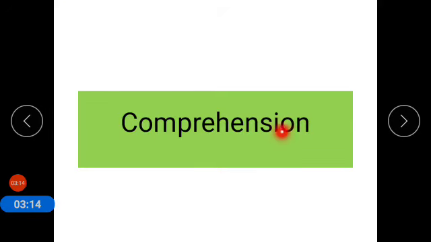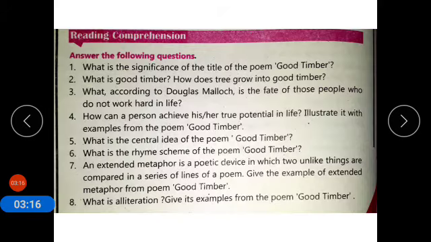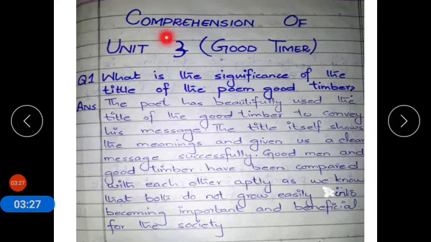Now coming to comprehension. Reading comprehension. In reading comprehension, there are 8 questions and you have to answer all of these. Comprehension of unit number 3, Good Timber. Question number 1. What is the significance of the title of the poem Good Timber? Significance means importance. What is the importance of the title of Good Timber?